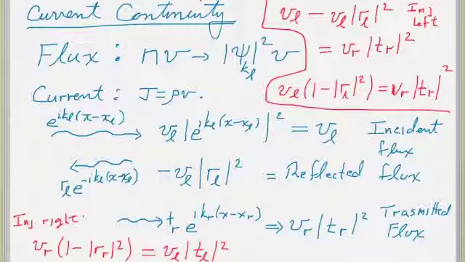Okay. And all that is simply a statement of current conservation, flux conservation. What you send in has got to be accounted for. Either part of it's going to be reflected, part of it's going to be transmitted. The whole thing has to add up to what you started with to begin with.